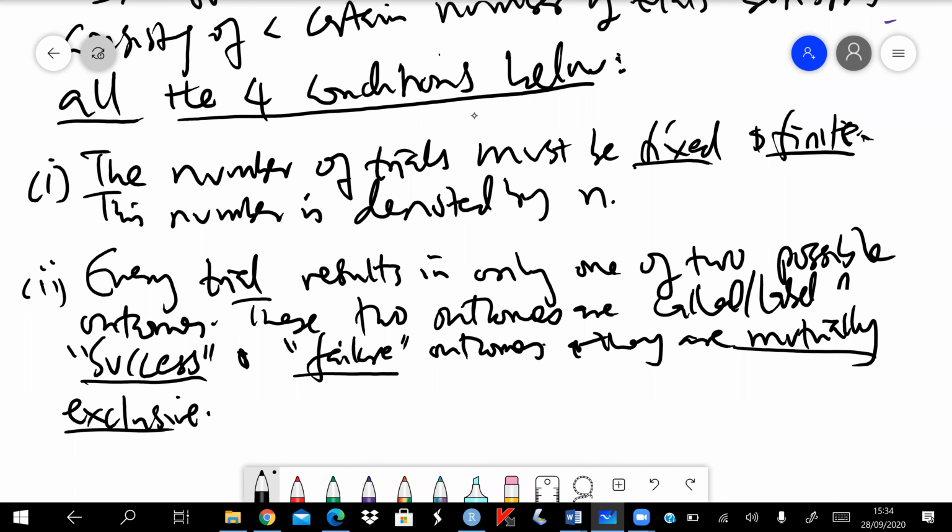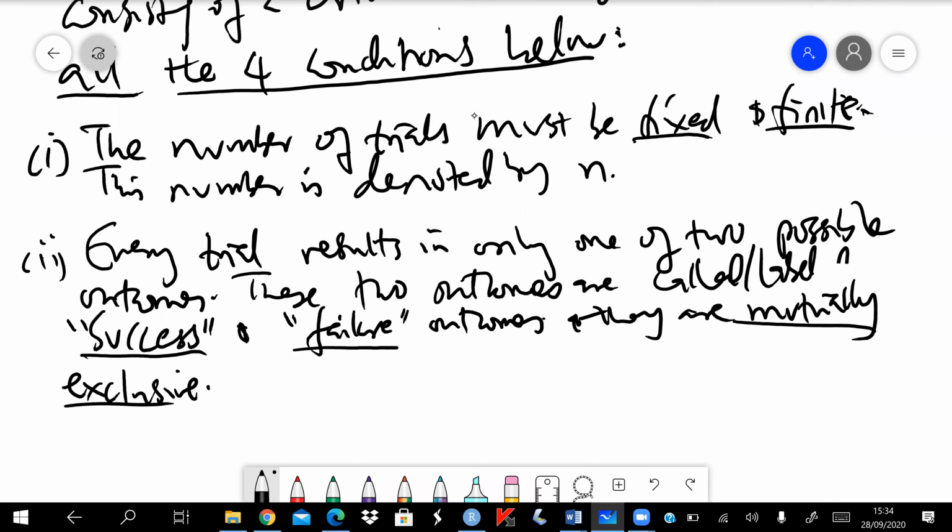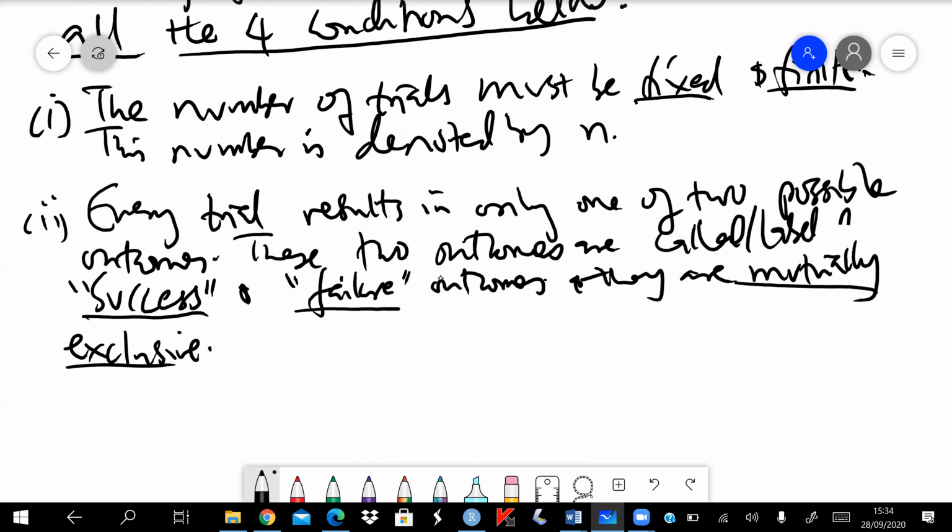Okay, so they are both mutually exclusive and collectively exhaustive, meaning that these two outcomes represent the totality of all the possible outcomes in that given trial. So they are also collectively exhaustive. That means that if you sum the probability of the two of them, you will end up with 1. I'll mention that a little bit later.